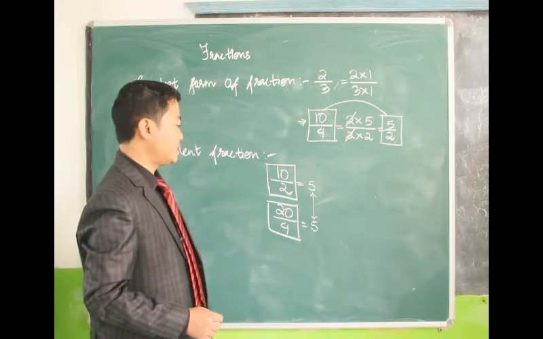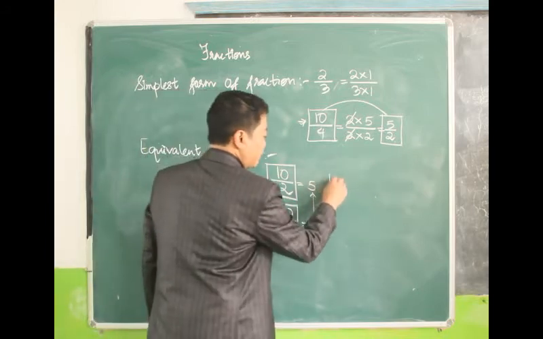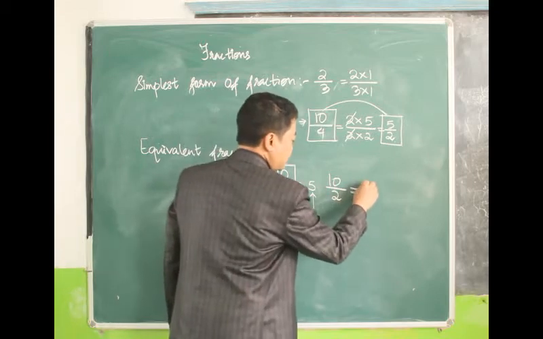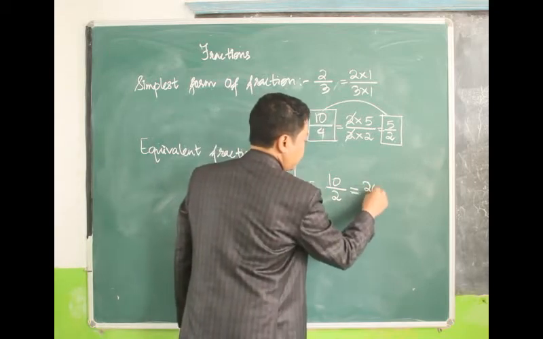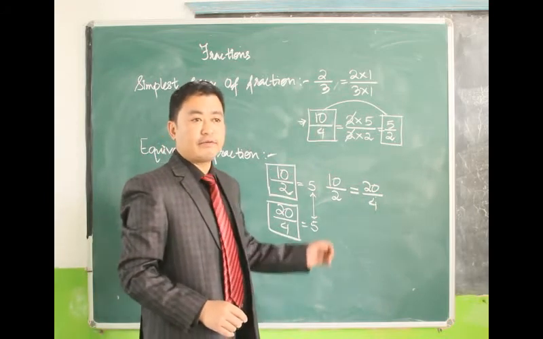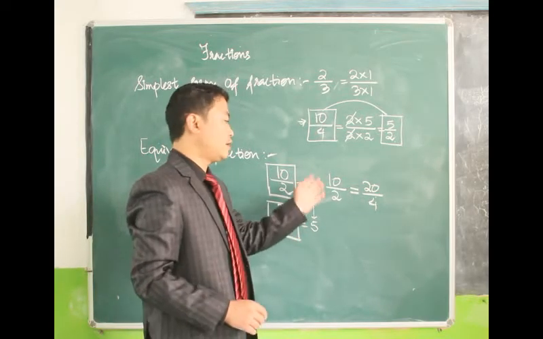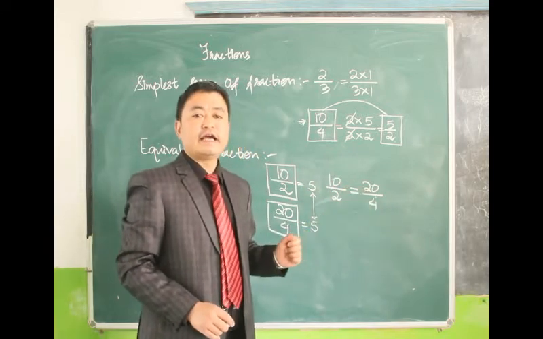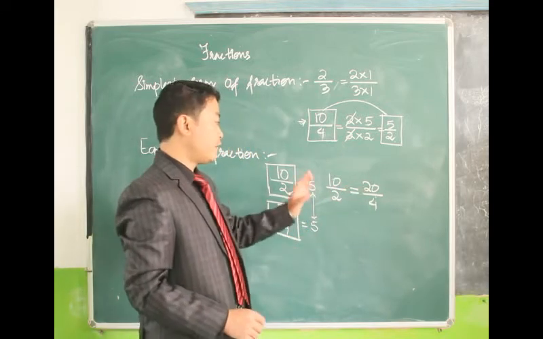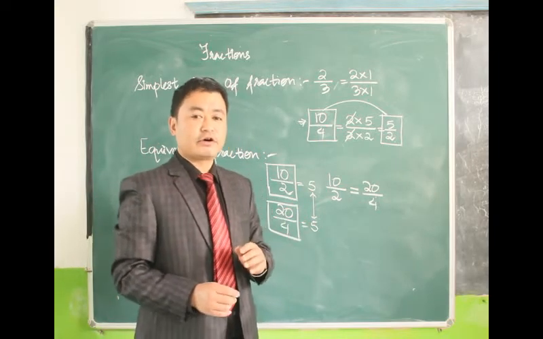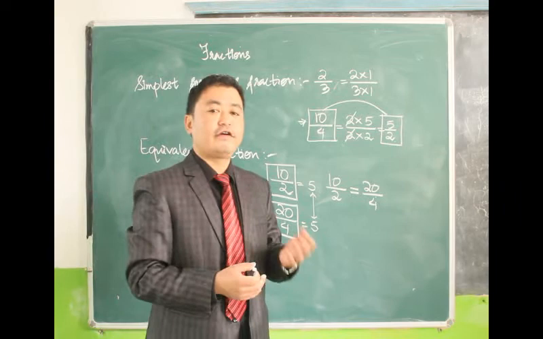Now this type of fraction is known as what? Not like fractions, equivalent fractions. So 10 divided by 2 can be written as 20 divided by 4. Both represent the same value. They are equal fractions. That is why they are known as equivalent fractions, even though the numerators and denominators are totally different numbers. So you may sometimes get equivalent fractions like this.